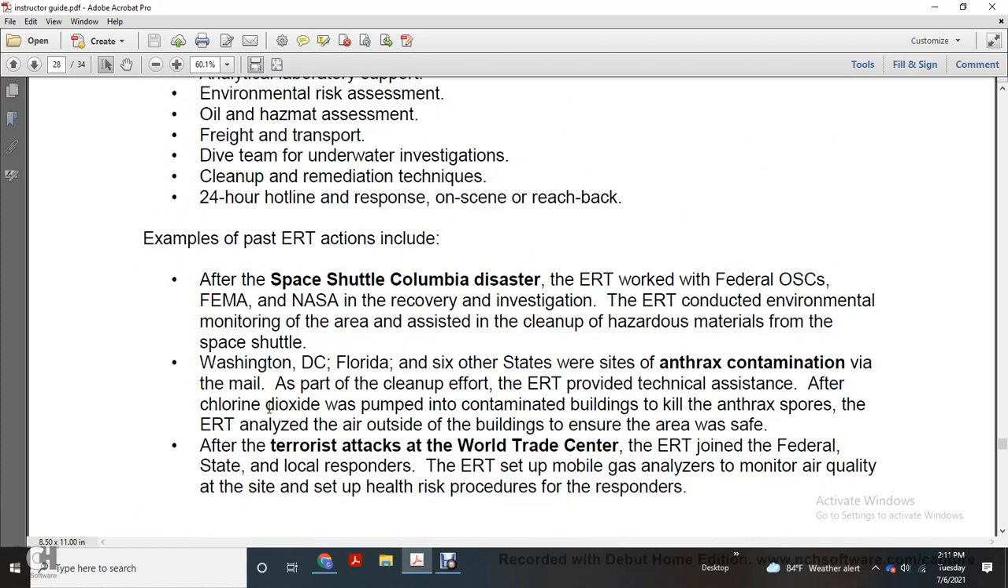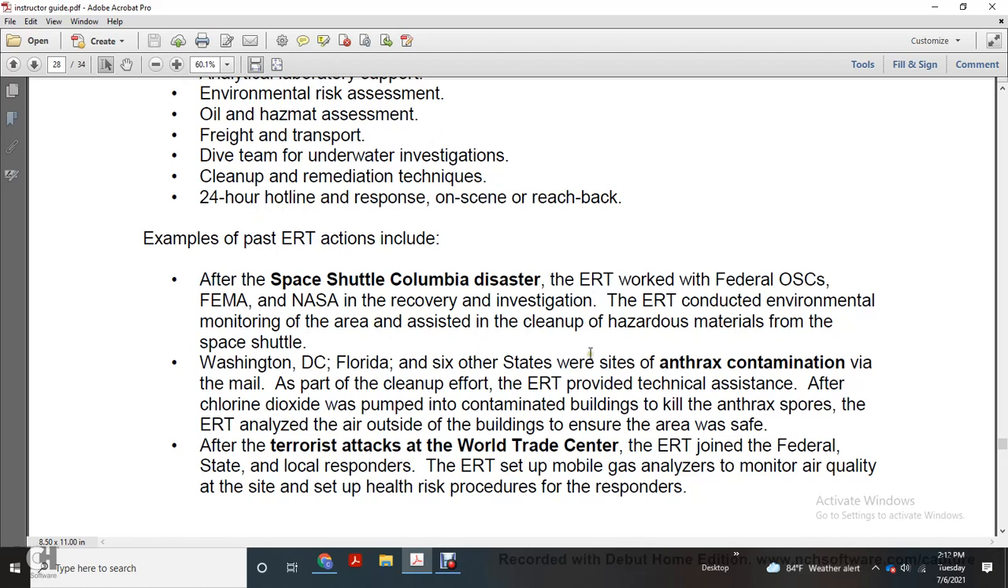Examples of the Environmental Response Team's work include the Space Shuttle Columbia disaster, where the team worked with federal on-scene coordinators, FEMA, and NASA on the recovery and investigation. The team conducted environmental monitoring of the air and assisted with cleanup of hazardous material from the Space Shuttle.